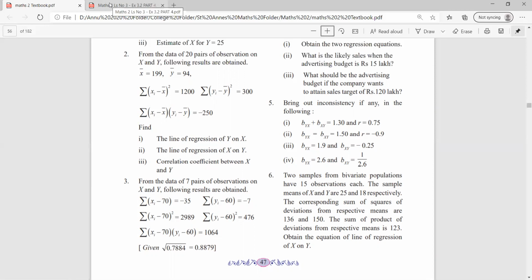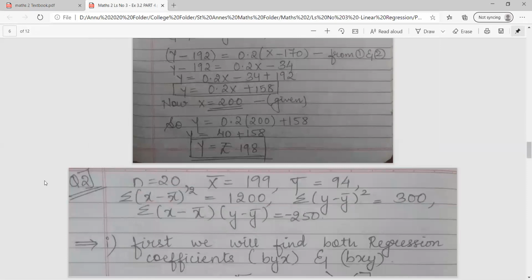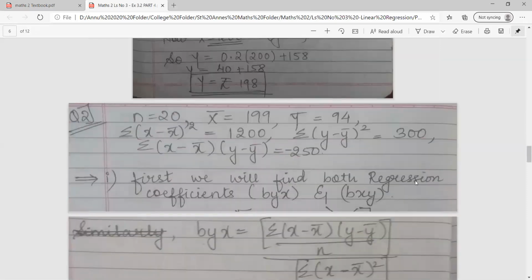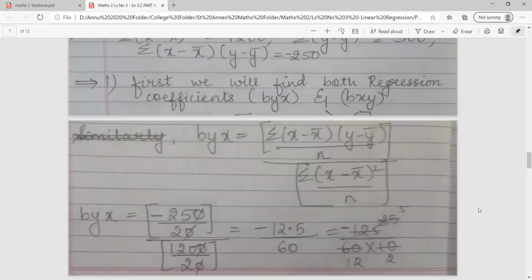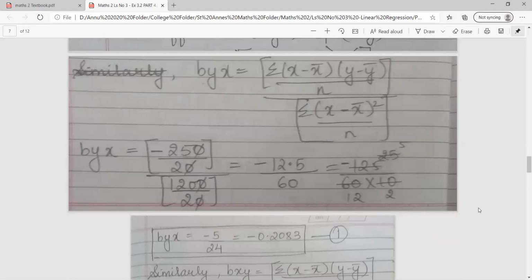So class, remember I had given you 2 types of formulas for this. So this is the without table formula. Remember, product of both and squares. So see how you will be solving this particular sum. First, we will find both regression coefficients byx and bxy. So first we will find byx by putting the formula summation x minus x bar into y minus y bar upon n. This you have already studied last year. Divided by, the last letter is x, so variance of x will come down. Summation x minus x bar the whole square upon n.